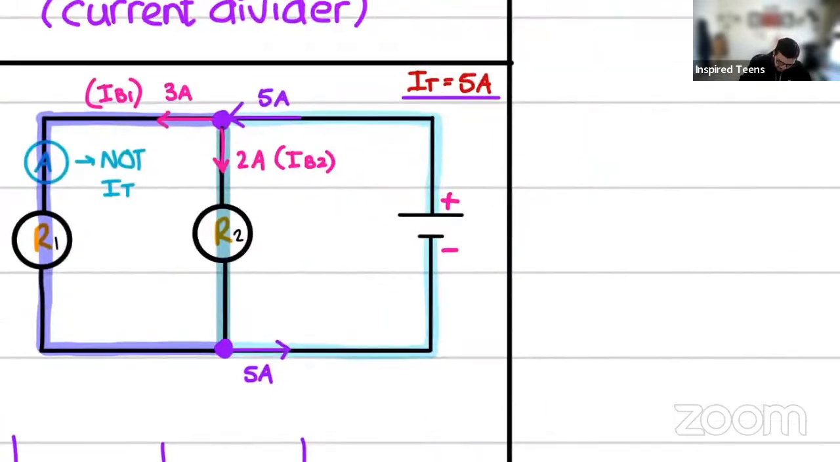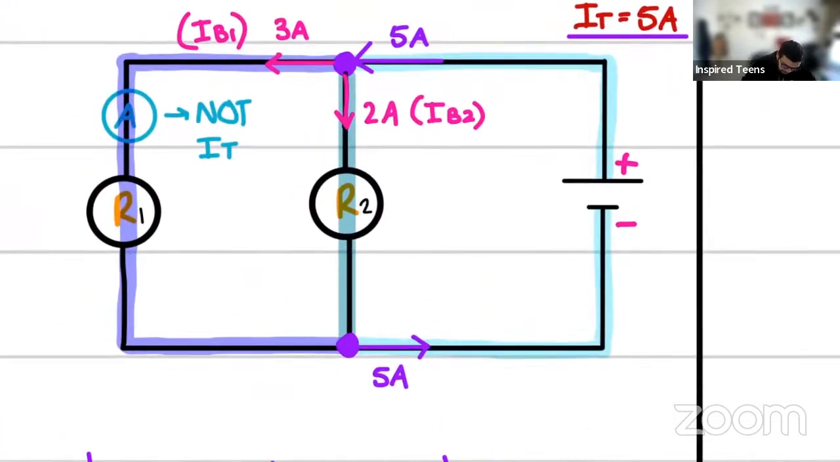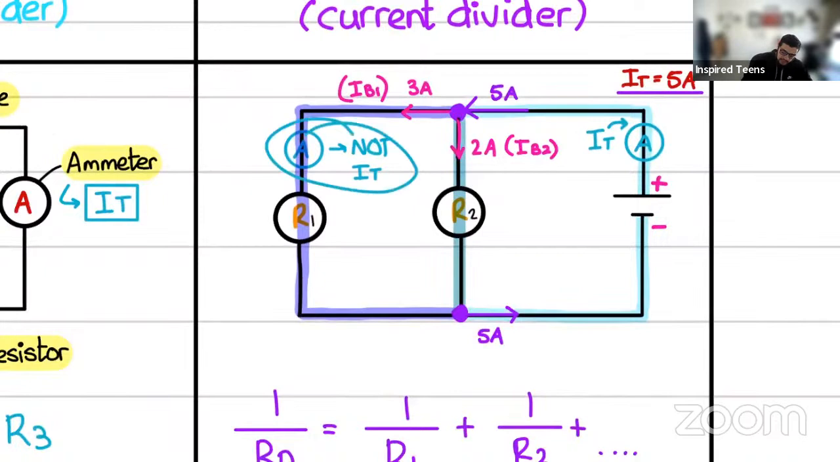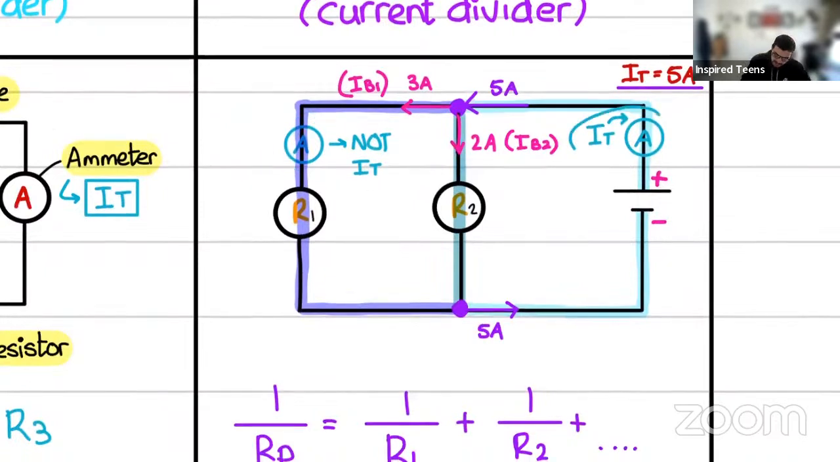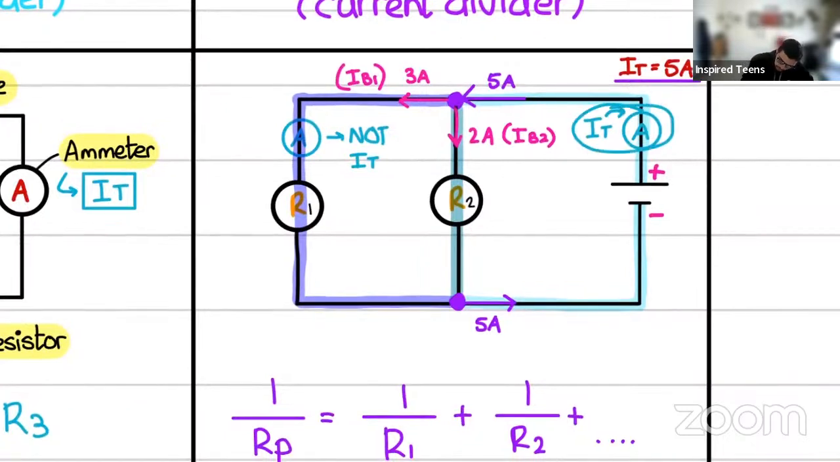Just note that if we had an ammeter here, on the other hand, and if you don't understand it now, it's fine, we'll go through it later, this would actually read I total, because it's on the series part of the circuit. This one doesn't read I total because it's on the parallel part, but this is actually the series part. We'll discuss what exactly the series part is and how to determine it in a bit. But this would read I total of 5.